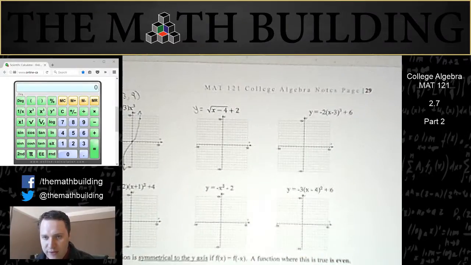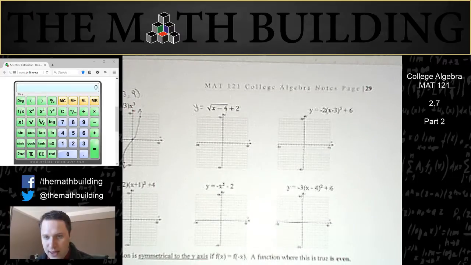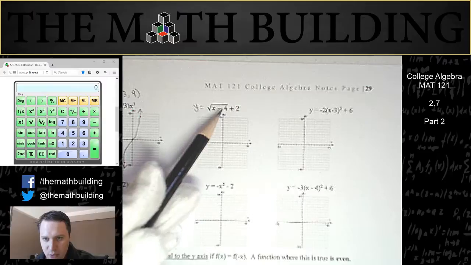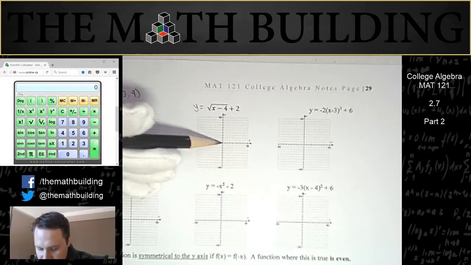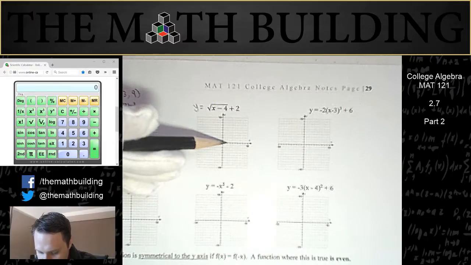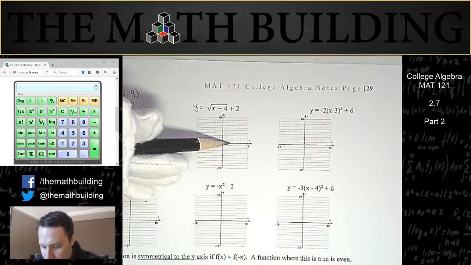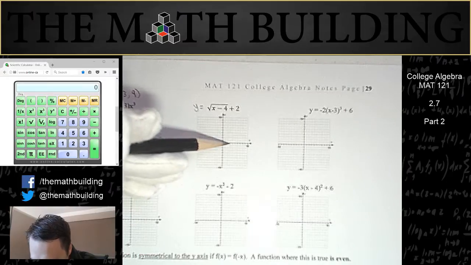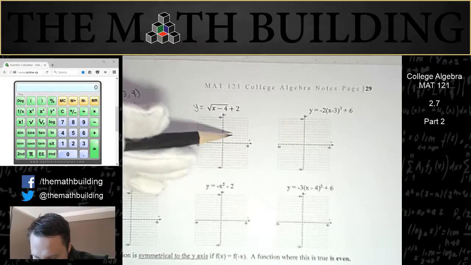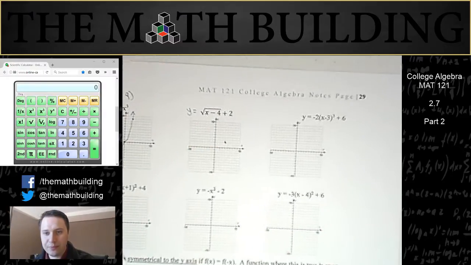Y equals the square root of x minus 4 plus 2. Here's where you really need to know what your parent functions look like. Let's start with this minus 4. This shift is inside the square root, so that means it's going to move us 4 to the positive side. So 1, 2, 3, 4. Next, I have this plus 2, which is going to bump us up 2 spaces. So it's going to be 1, 2, 3, 4, 1, 2. So that's where our graph is going to start, right there at the point 4, 2.